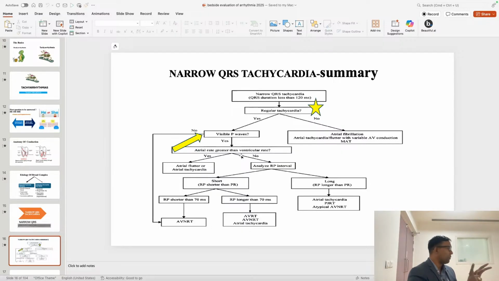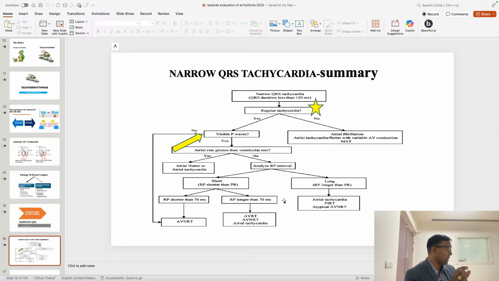Is it clear? So P wave is there, P and QRS are there, and P is falling out of the QRS. It means it is a rhythm in which the activation of both atrium and ventricle is going. The possibility of re-entry tachycardia will be there. Here we are going to see two possibilities: short RP and long RP. Short RP means R to P.